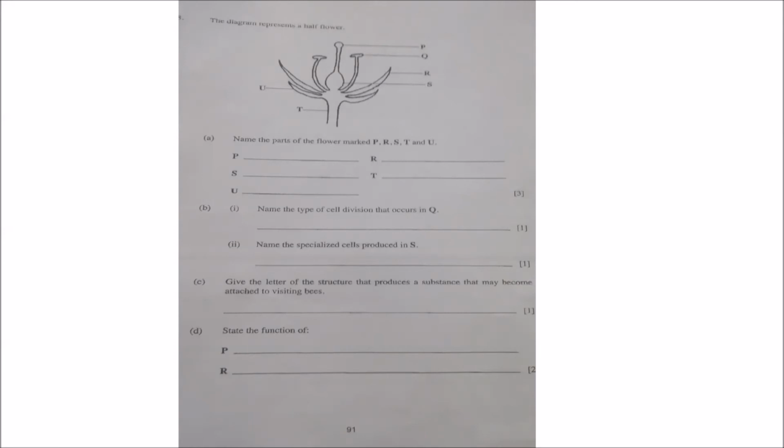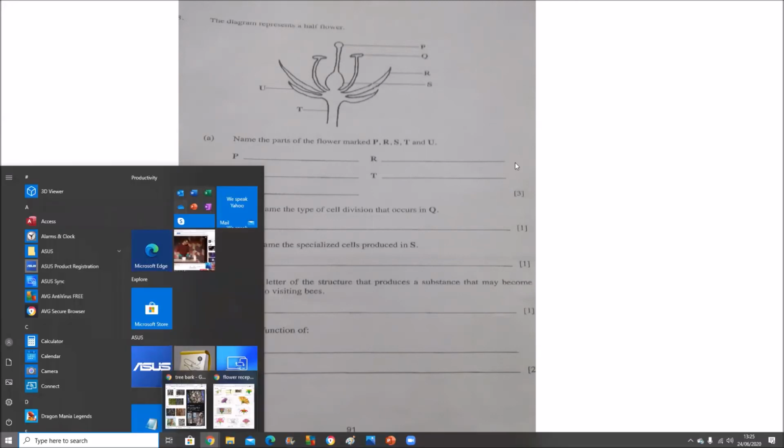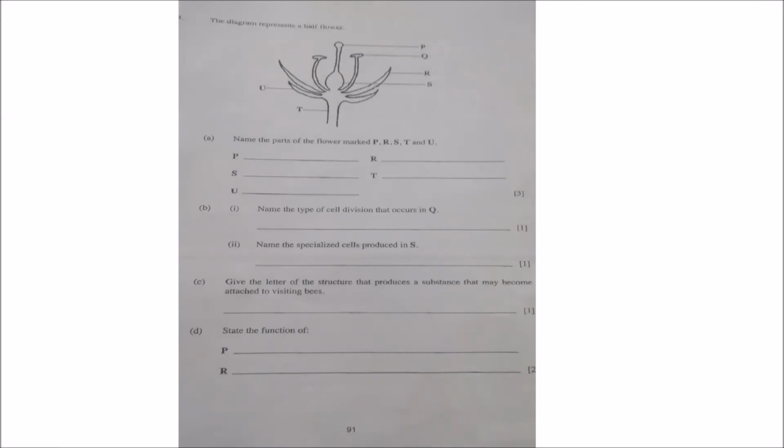Okay, so with this first diagram here, this is showing a diagram of a flower. Let's see what it asks. It asks you to name the different parts. Okay, so P is the stigma, Q is the anther, R is the petal. This is a weird diagram because it's showing half of the flower. U would have been the sepal, and T would have been the flower stalk.